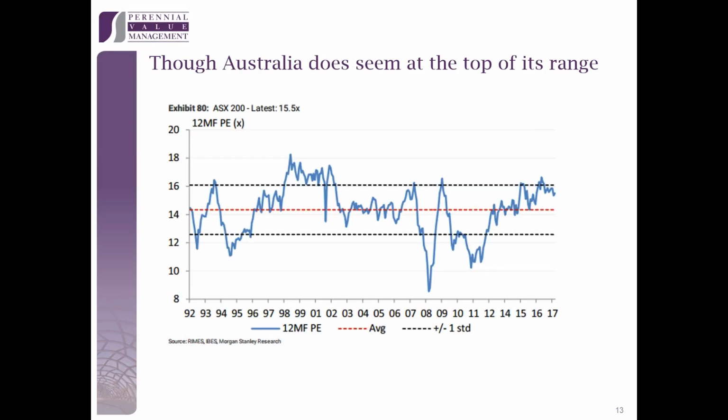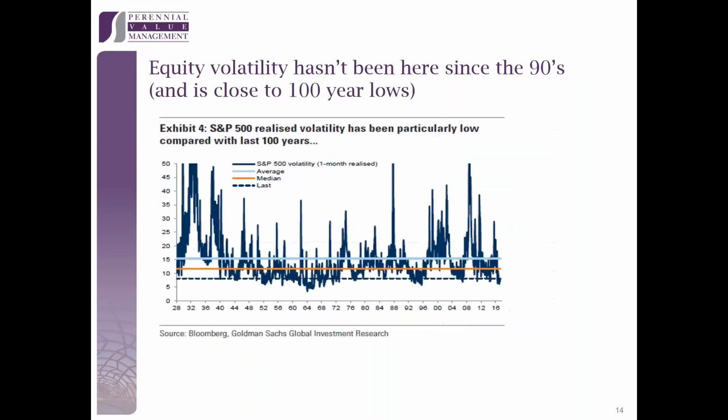In Australia, we're definitely towards the top of our range. You can see this in chart 13, that the long-term PE of around 14 times is nearly one standard deviation below where we are now. So it is somewhat concerning, but it is certainly a better time than we've seen in the last 5 or 10 years to take out protection in our view.